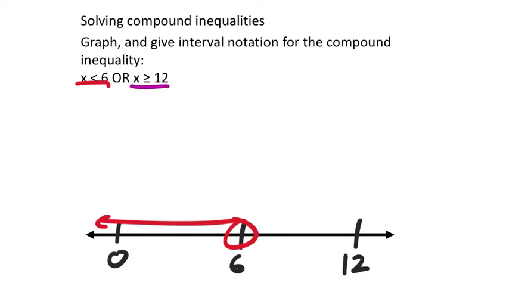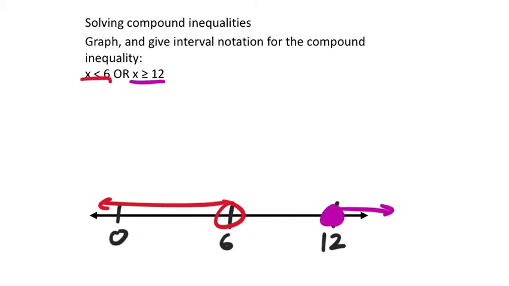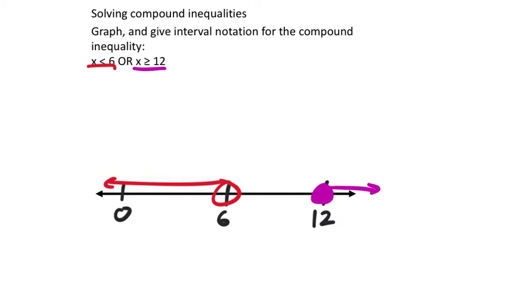And then I'll do this one in purple. That's a 12, but it could be equal to 12. So I got a closed circle at 12. This one is eating the x, so it goes to the right. If for some reason we had an and statement between those two, there wouldn't be any solutions because the two lines never intersect, which we saw in the one example.